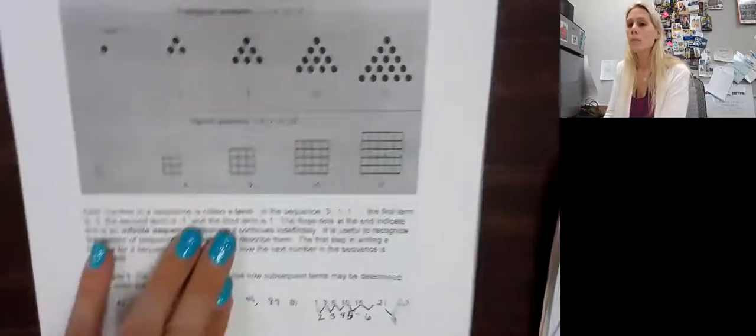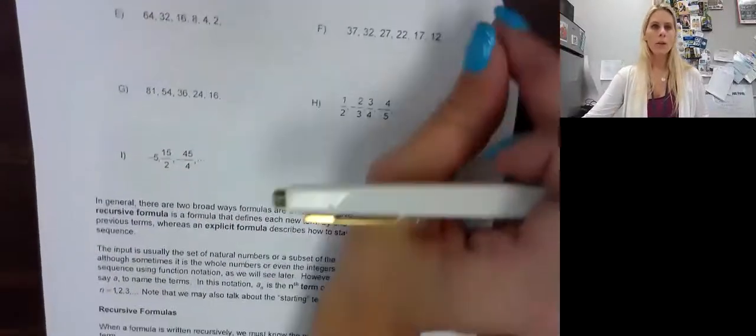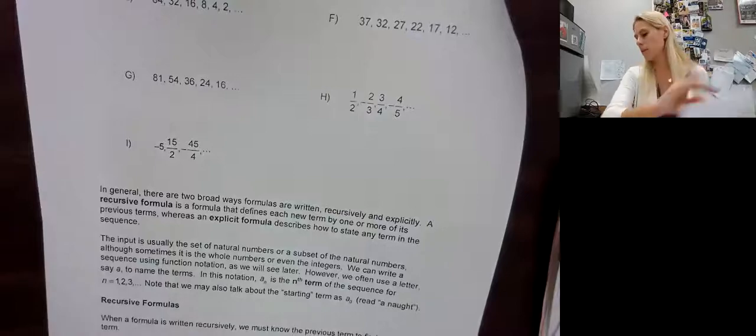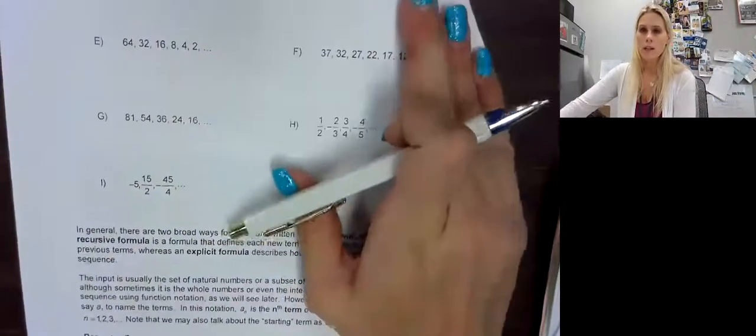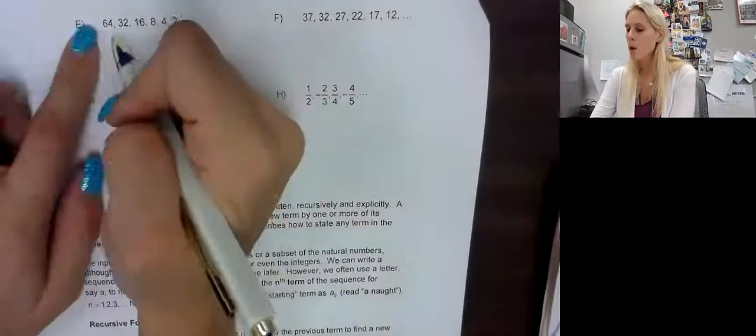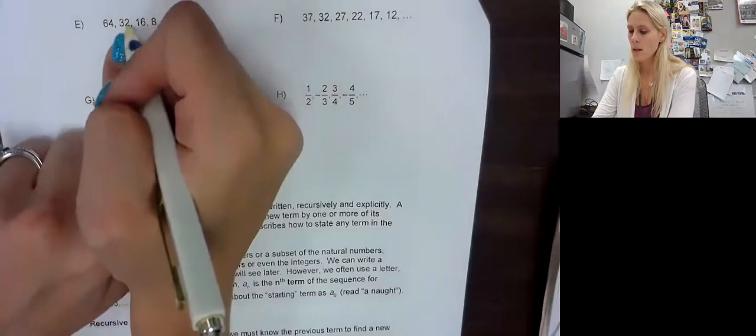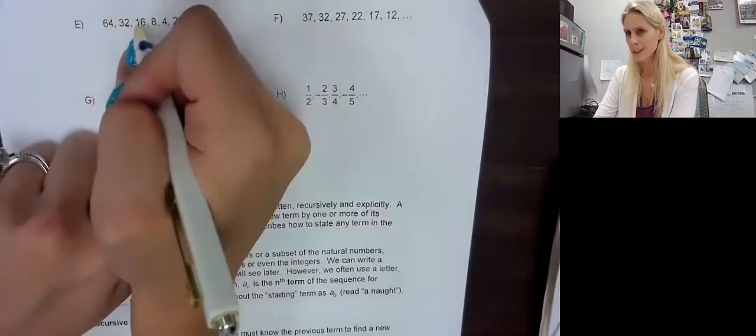The next page is some other patterns we're going to recognize, and I want you guys to really look at how I'm finding these out. Okay. So we have 64, 32, 16, 8, and so on. But if we look at addition and subtraction, like I did on the other page, we would be subtracting 32 to get to 32. But if we subtract 32 from 32, we would get 0, not 16.